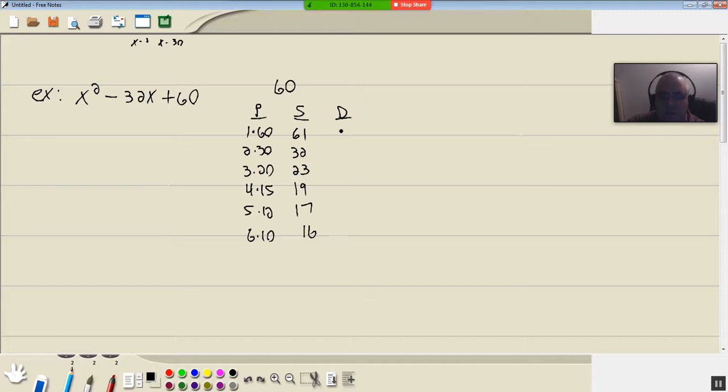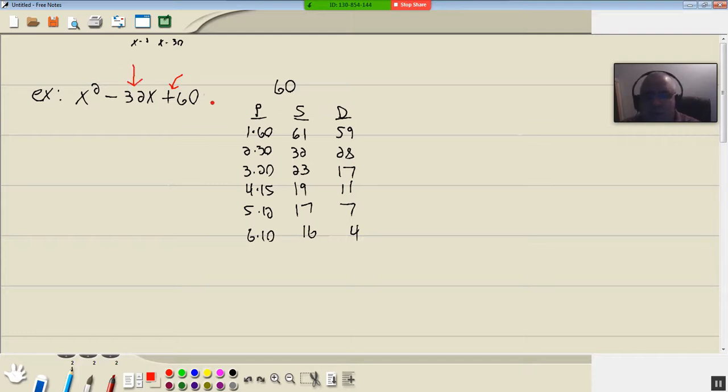Subtract smaller from larger. 60 minus 1 is 59. 30 minus 2 is 28. 20 minus 3 is 17. 15 minus 4 is 11. 12 minus 5 is 7. 10 minus 6 is 4. If you remembered the trick about the sign at the end, we could have just written down the S column. We didn't need the difference column.